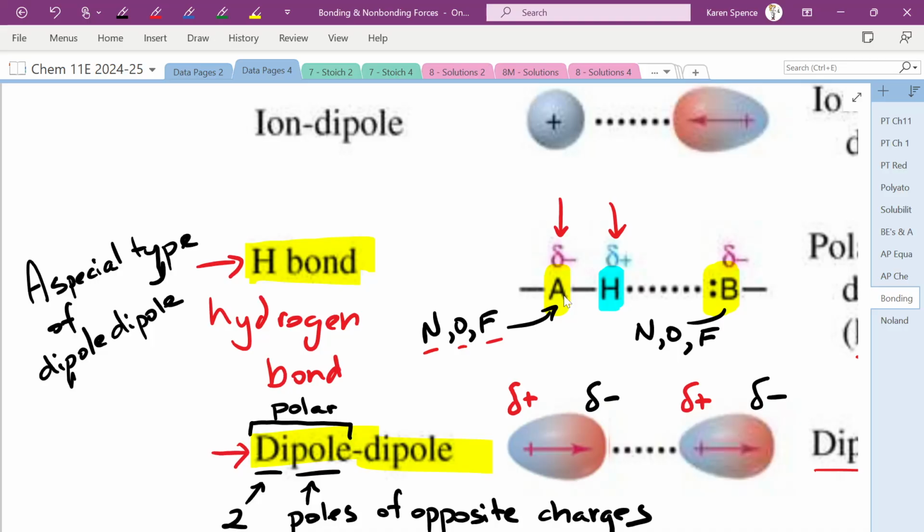Coulombic attraction. Coulombic attraction, the attraction between positive and negative, will be bigger if what? Have a chat with your neighbor. What makes positive and negative stick together more tightly? What makes that force bigger?